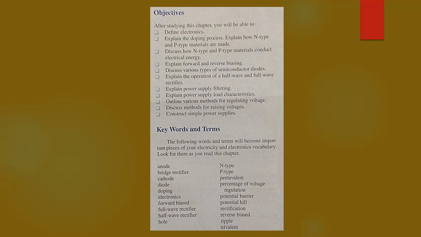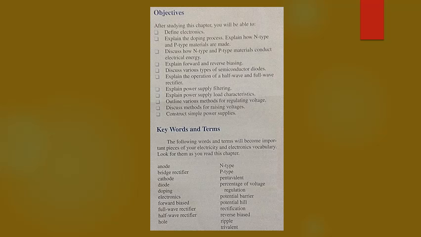Some of the objectives for the chapter are to define electronics, explain the doping process, explain how N-type and P-type materials are made, discuss how N-type and P-type materials conduct electrical energy, explain forward and reverse biasing, discuss various types of semiconductor diodes, explain the operation of half-wave and full-wave rectifiers, explain power supply filtering, explain power supply load characteristics, outline various methods for regulating voltage, discuss methods for raising voltages, and construct simple power supplies.